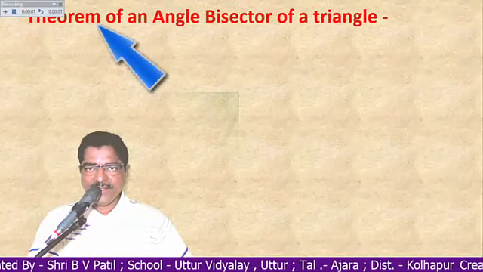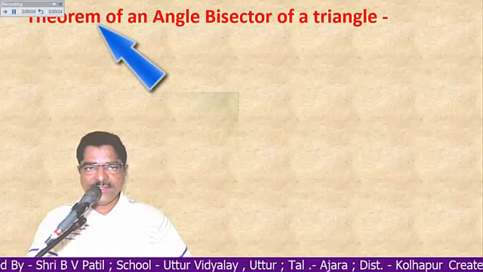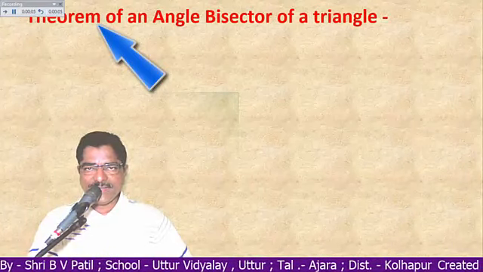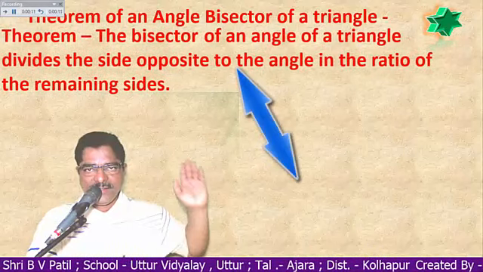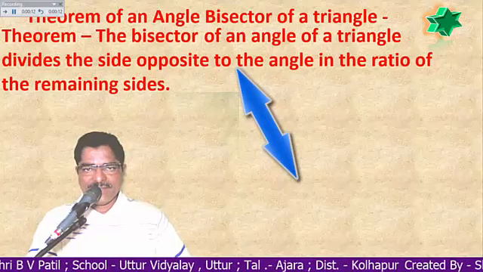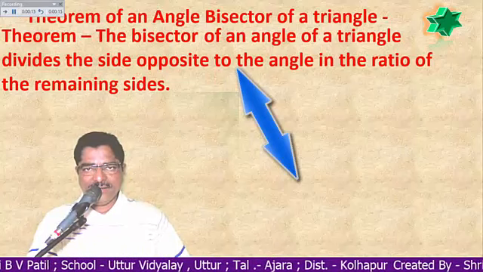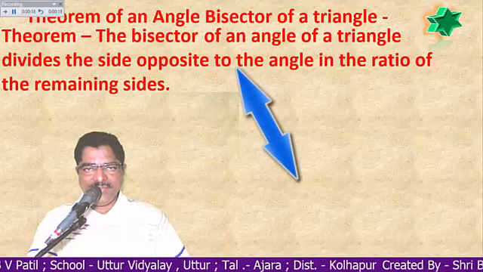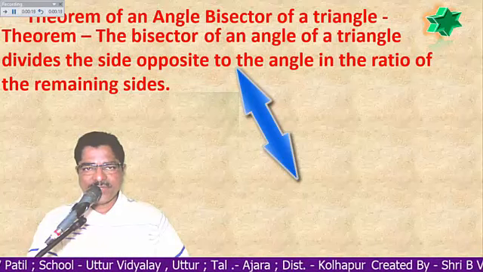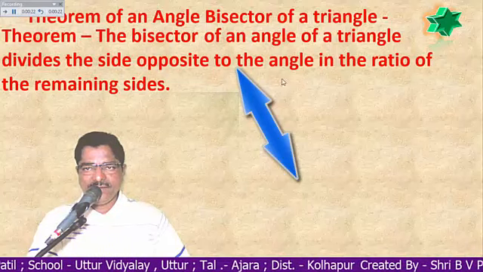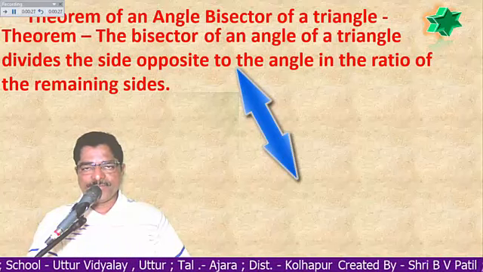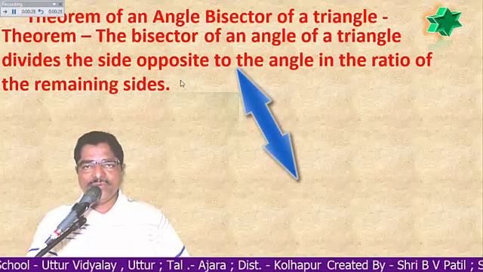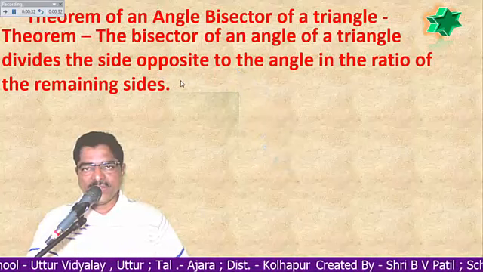Welcome dear student. Today we discuss the theorem of an angle bisector of a triangle. The theorem is: the bisector of an angle of a triangle divides the side opposite to the angle in the ratio of the remaining sides. This theorem we discuss shortly here.